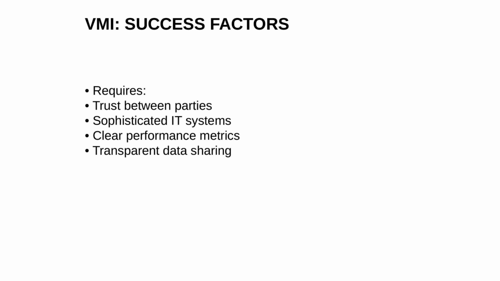For VMI to succeed, a few conditions must be in place. Trust between parties is essential because data sharing and joint decision-making require cooperation. Sophisticated IT systems are often needed to exchange accurate, timely information. Performance metrics must be clearly defined so both sides know what success looks like, such as service levels, stock-out rates, and inventory turns. Transparent data sharing is critical. Without reliable data, the supplier cannot manage inventory effectively.